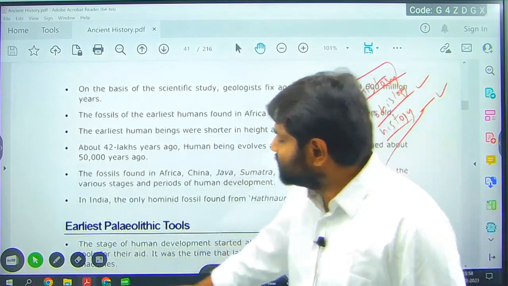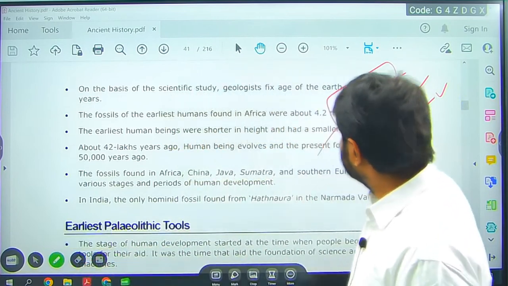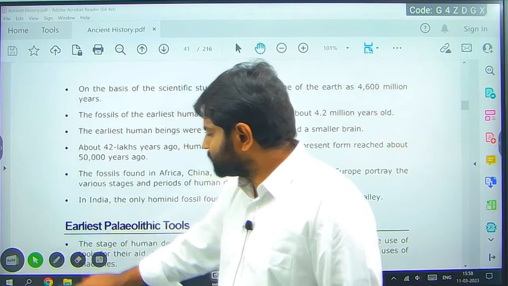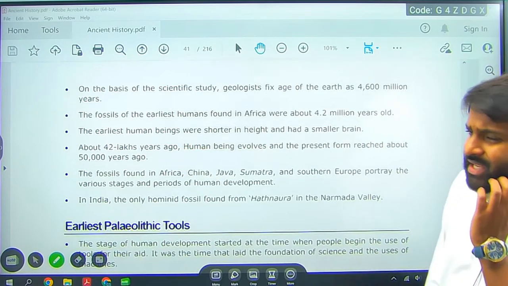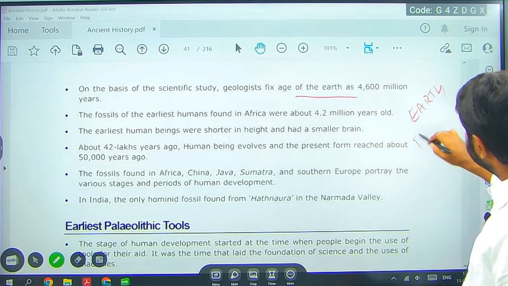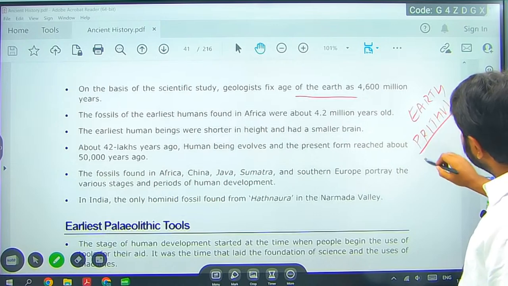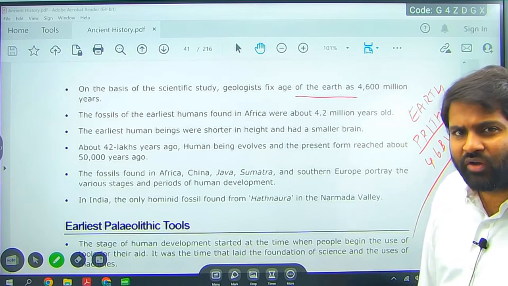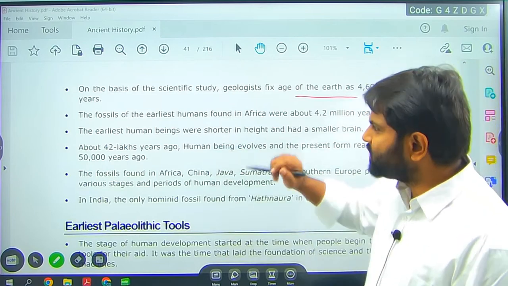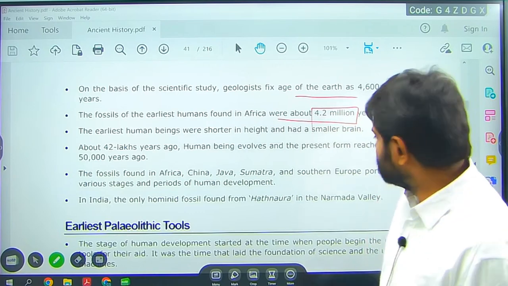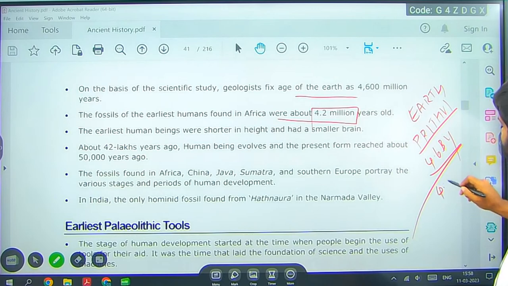On the basis of scientific study, geologists fix the age of this earth at 4,600 million years. So 4,600 million years ago is the age of the Earth. Prithvi, what is the age of this particular Prithvi? Prithvi is a person whose age is 4.6 billion years. The fossils of the earliest humans were found in Africa, about 4.2 million years ago. So the age of Prithvi is 4.6 billion, but 4.2 million years ago we found our first traces of humans.